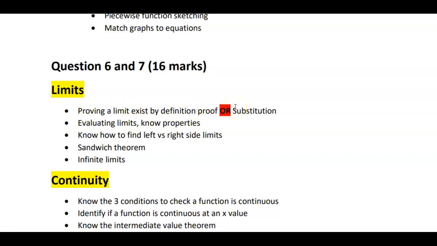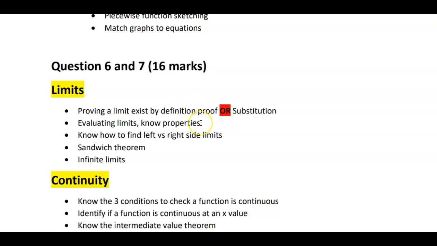Then, or by substitution, they'll give you a piecewise function and they'll say, okay, does the limit as x approaches a value exist? So with the piecewise function, basically you have to look at the left limit and see if the left limit equals the right limit. If that is the case, then the limit exists.